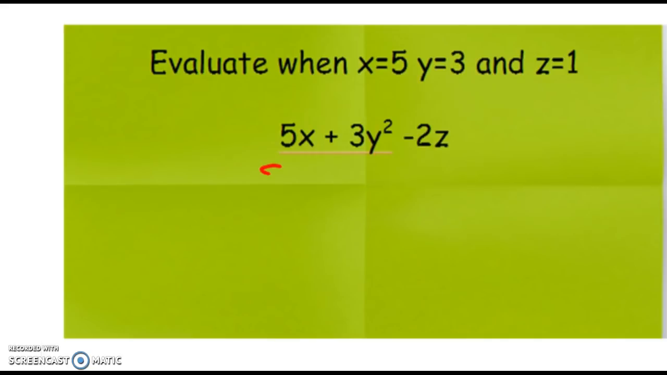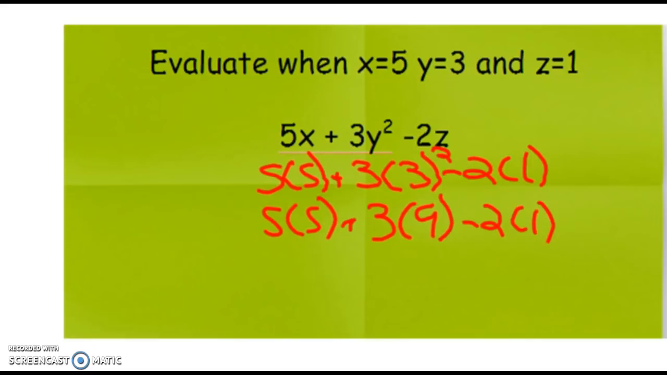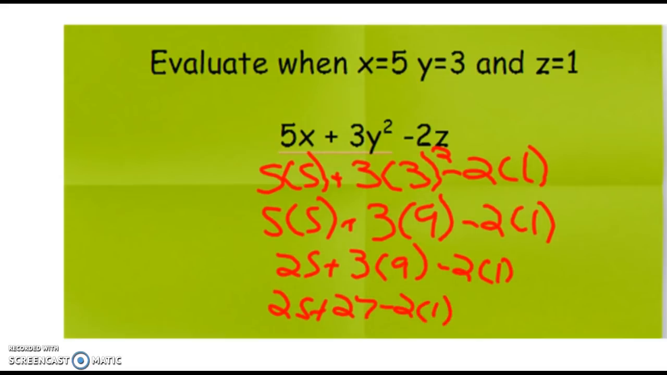All right. x is 5. y is 3. z is 1. So I have 5 times 5 plus 3 times 3 squared minus 2 times 1. So 5 times 5 is 25 plus 3 times 9 minus 2 times 1. 3 times 9 is 27. So 25 plus 27 minus 2 times 1. That's 52 minus 2 times 1. I'm going to go over here now. 52 minus 2. My answer would be 50.